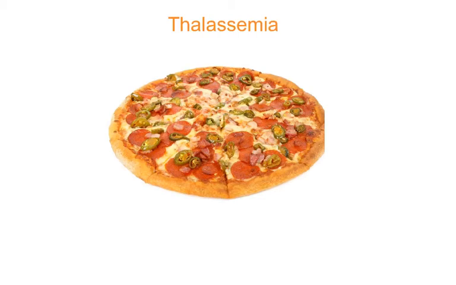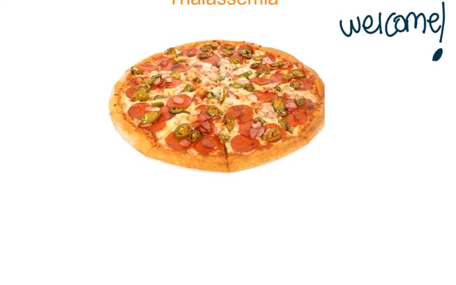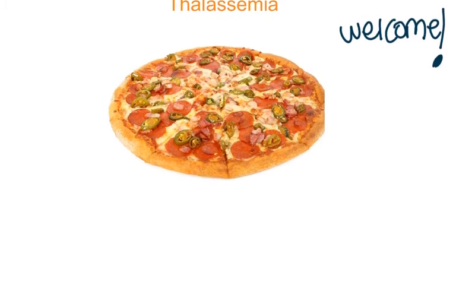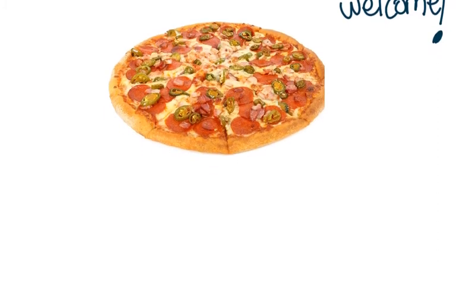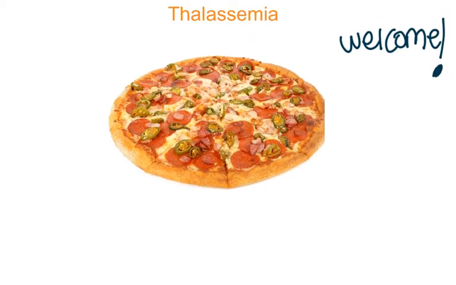Alright guys, welcome back to Underground Science, and in this video we'll be talking about another type of anemia known as thalassemia. Alright, so there could be two types of thalassemia, and we'll discuss that at the end, so hopefully let's not forget.